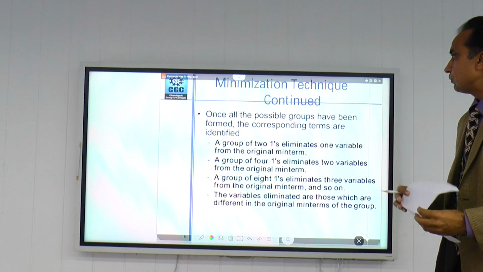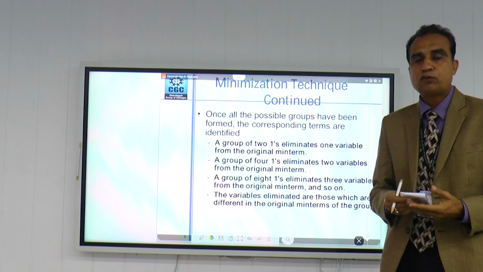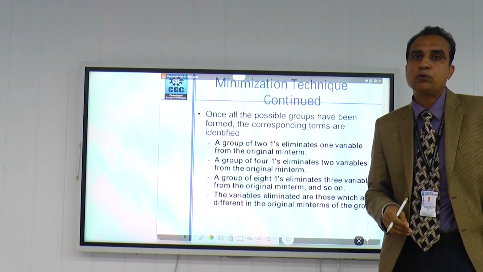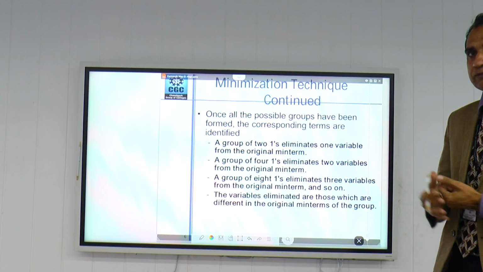When all the possible groups have been formed, the corresponding terms are identical. After forming the groups, now we have to apply the uniform theorem to eliminate the variables. Now how can we implement?